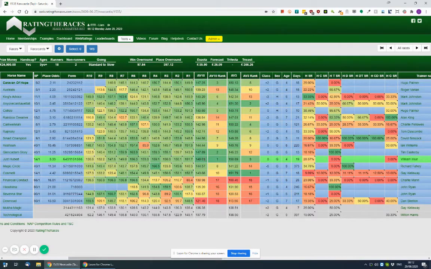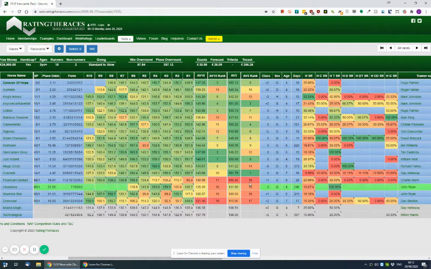So the highest number was this 148.01, so that was AV10 rank 1. Similarly, AV3 is just their last 3 runs, so the R1, R2 and R3 divided by 3. So if you added those 3 numbers together, divided them by 3, you'd get 150.13. And again, they are ranked in order.